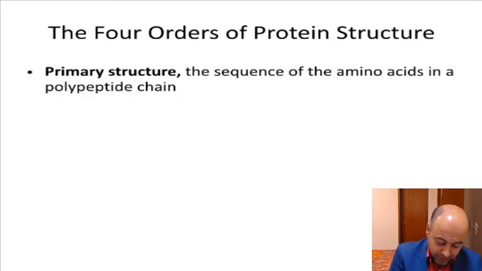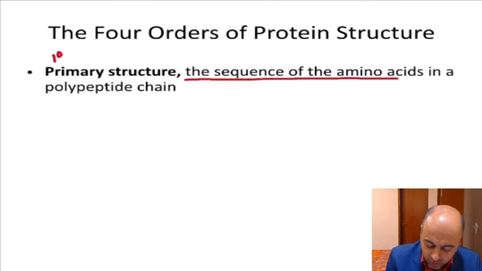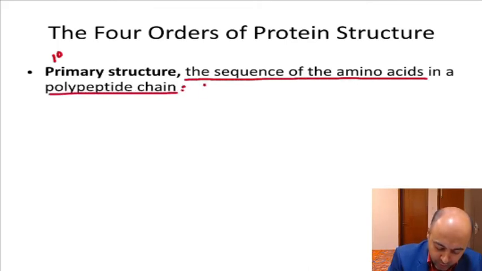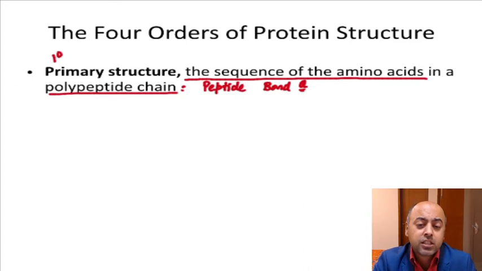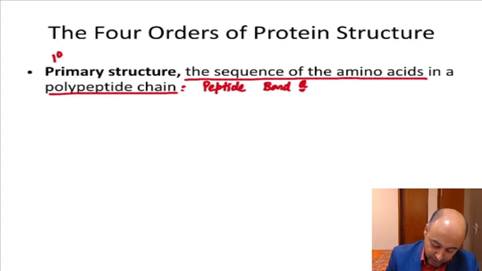So primary structure. What is primary structure? It is just the sequence of amino acids in a polypeptide chain, and here the bond which is involved is the peptide bond. Please note, peptide bond is a very stable covalent bond, which does not break easily. So when you do the denaturation of the protein, the primary structure will remain intact. So this question is commonly asked.